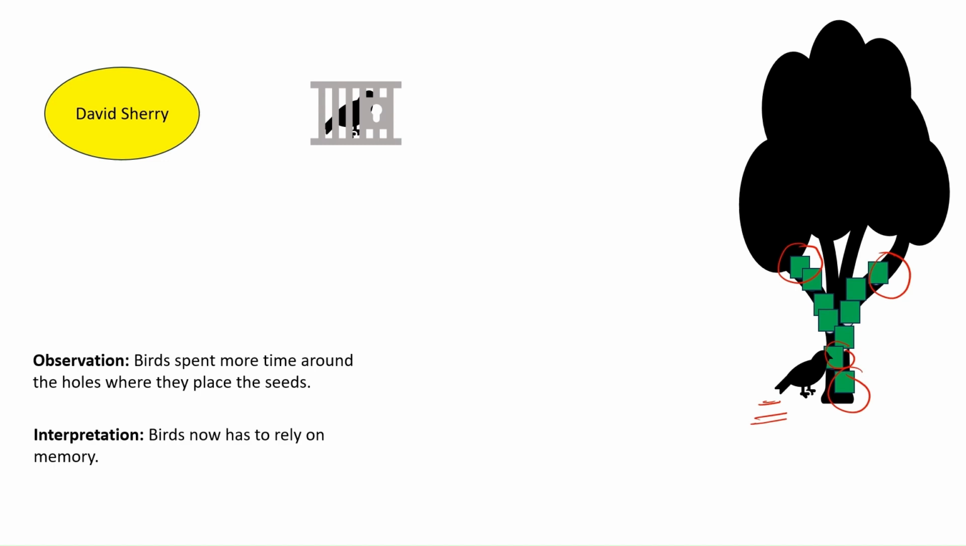So now the question is, in this situation, no visual clues are present because he covered the whole tree. But still, the chickadee remembered exactly around which position it stored the food, and hence it spent more time near those holes only. So the observation is the birds spent more time around the holes where they placed the seeds. So what could be the interpretation now? The interpretation is the birds now have to rely on memory because the visual clues are all covered. No visual clues are available for the chickadee to search, so it has to rely only on its memory.